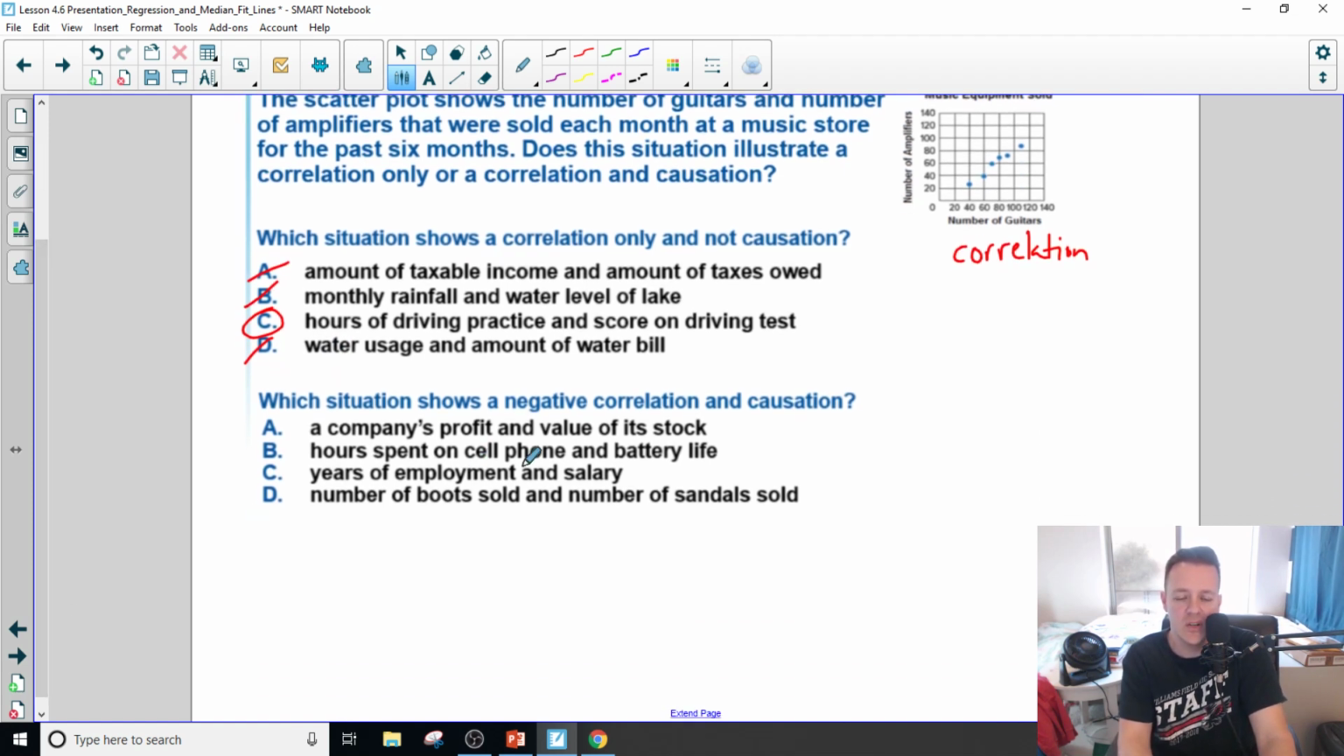Which of the situations here shows a negative correlation and causation? So it's going to be negative. If you look at this, number of boots sold and the number of sandals sold, that's actually a correlation, but that's not a causation. Numbers of employment and salary, if it's ever negative, get out of that job, please, immediately. And so I'm left with A or B, because technically speaking, if your profit's going down, then the value of your stock will go down. But actually the answer is B, just to let you know, because the hours you spend on your cell phone do take away your battery life.